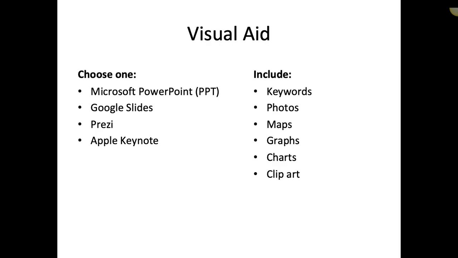So you need to choose one type of presentation software. You can use Microsoft PowerPoint, or you can use Google Slides, or Prezi, or Apple's Keynote. They're similar, so choose one. And when you make your presentation, be sure to include keywords, photos, maps, graphs, charts, or clip art, anything that will help us understand what you are saying. And you can include that inside your presentation slides.